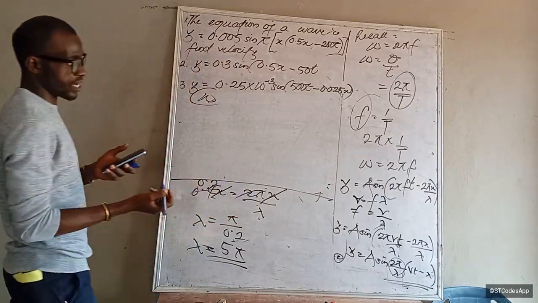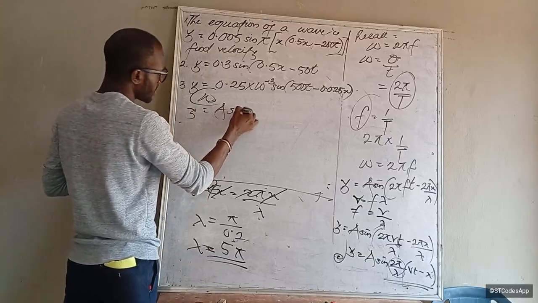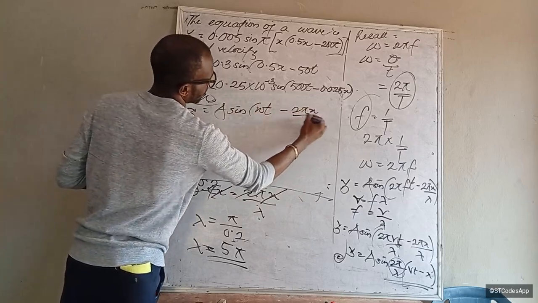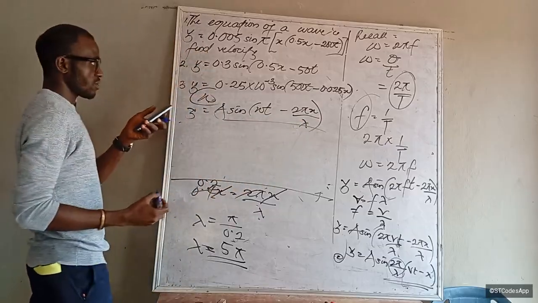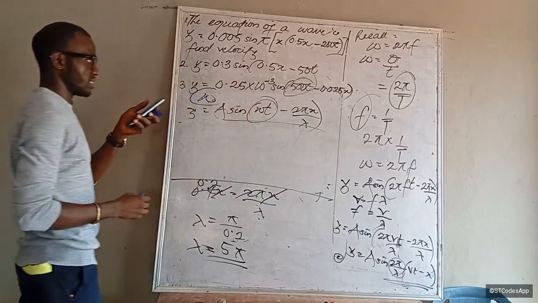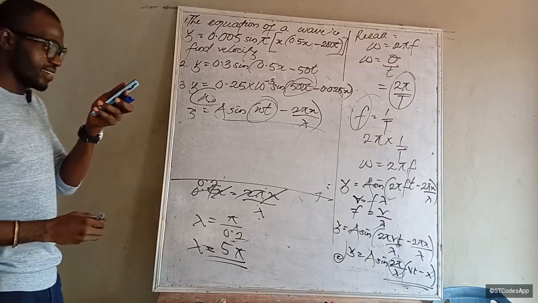So which one should we use now? You remember there was one of our equations that we said: a sine omega t minus 2 pi x over lambda. So this is the equation we use. So we equate this side to this side. Is it clear? So from here, what's the answer? You need to solve.